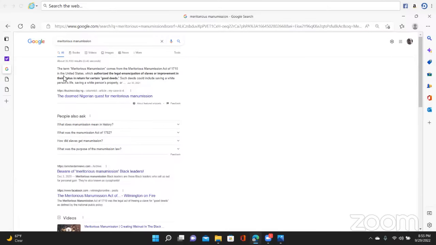Okay, so the term meritorious manumission comes from the Meritorious Manumission Act of 1710 in the United States, which authorized the legal emancipation of slaves or improvement in their status in return for certain good deeds. Such deeds could include saving a so-called white person's life or saving a white person's property. Right? So this is when they start giving the name freedmen out to the ones who had meritorious manumission. Now, it's the same thing as having trustee status on the plantation.